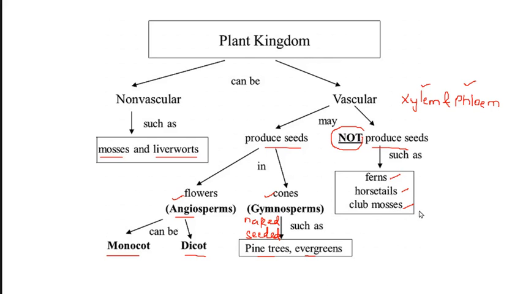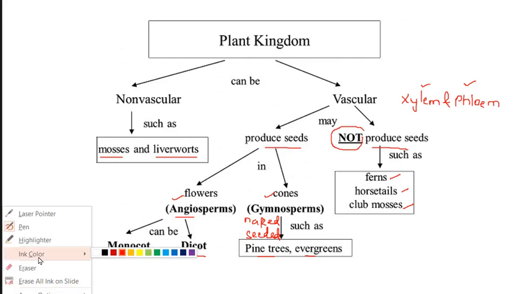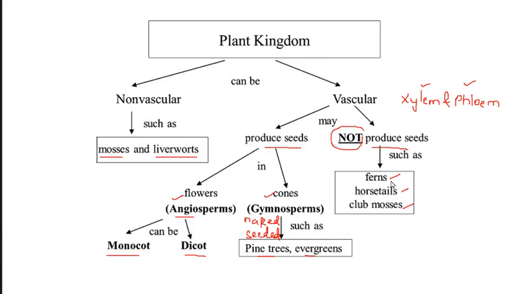So the ones which are vascular but do not produce seeds are included under ferns, horsetails and club mosses. Okay, and we call them pteridophytes. The ones which have vascular tissues but do not produce seed are included under pteridophytes. Clear guys? So the mosses here, club mosses or the ferns, see here the difference is, mosses do not have vascular tissue but club mosses have, but here in the question the correct answer will be fern.